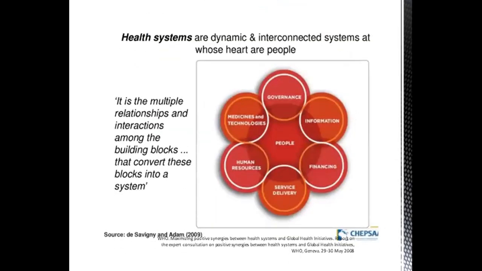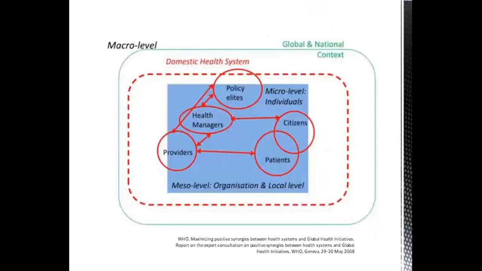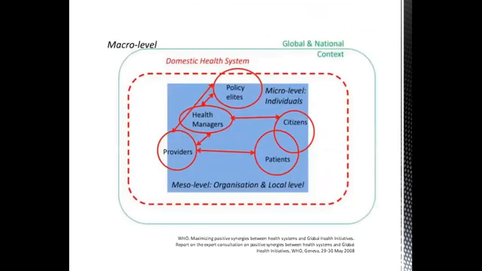Health systems are dynamic and interconnected systems with people at the heart, which are not addressed in the WHO six building blocks healthcare system model. It is the multiple relationships and interactions among building blocks that convert these blocks into a system. It includes various levels: the meso level, which includes organization and local level, and the micro level, which includes individuals, citizens, patients, providers, health managers, and policy entities. The domestic health system, and the global and international context, include the macro level.